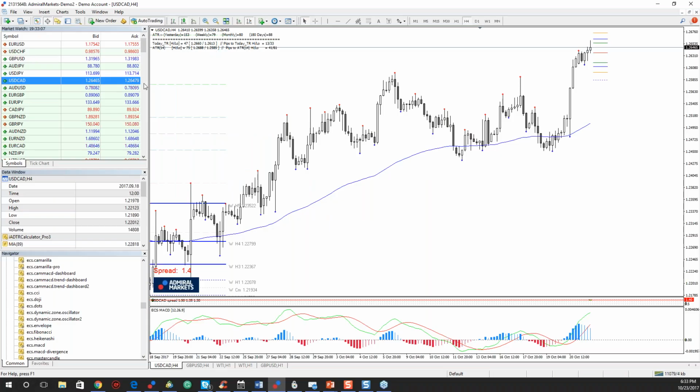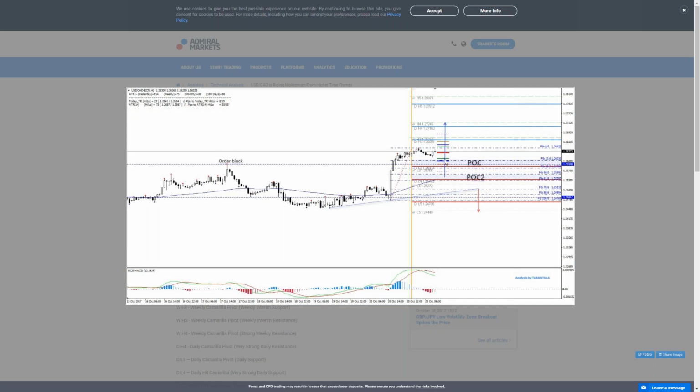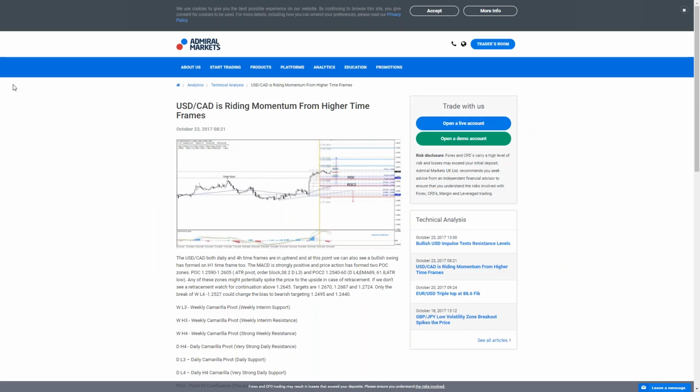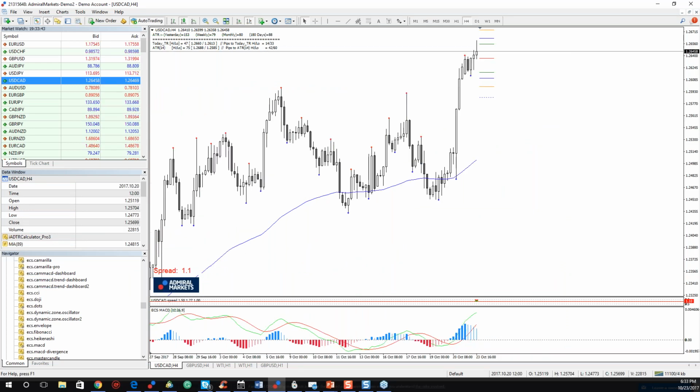As I did the analysis on dollar CAD today, you could have read the analysis also here on Admiral Markets, of course, under technical analysis. Dollar CAD is riding momentum from higher time frames. It was not a fast day, but you could have made some pips to the upside from this POC rejection. I think that it could make some move to the upside.